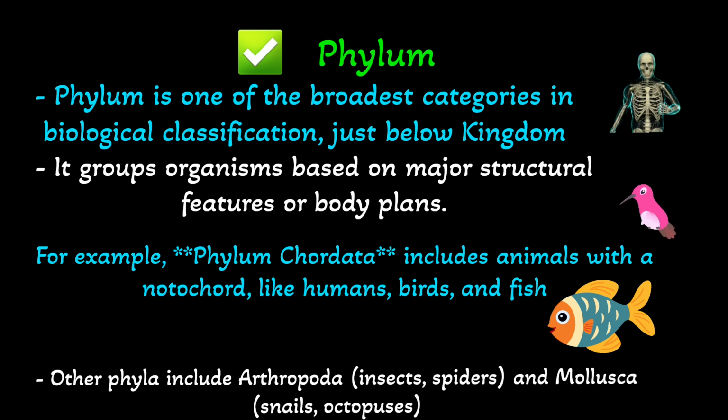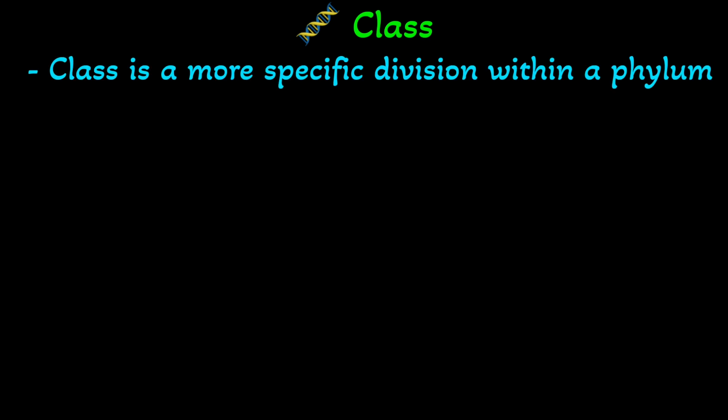For example, in the phylum Chordata, animals with the notochord like humans, birds and fish are included, whereas the other phyla are Arthropoda, that will include the insects and the spiders, and the Mollusca, that will include the snails and the octopus. So you have to remember that the grouping is based on the structural or the body plan.